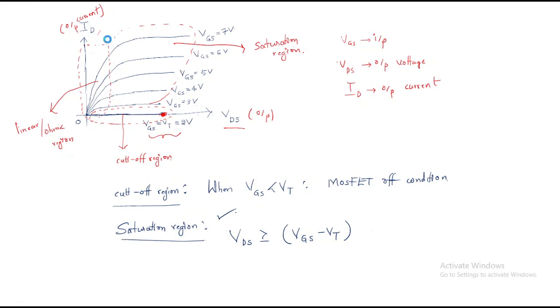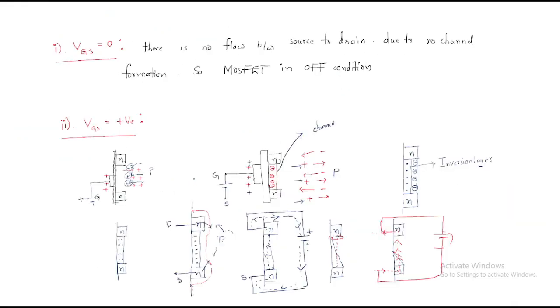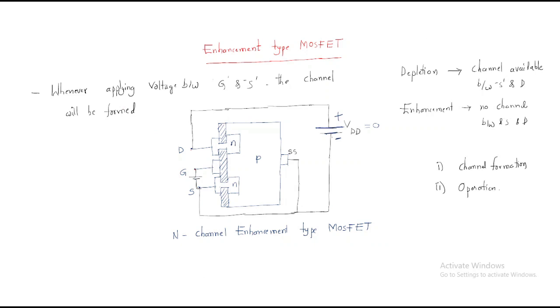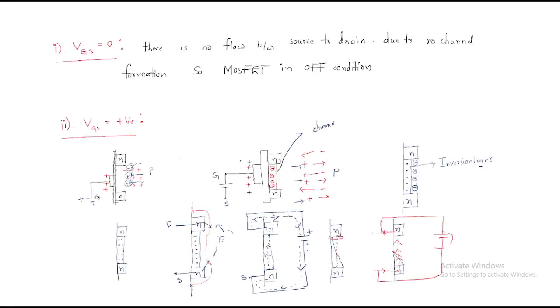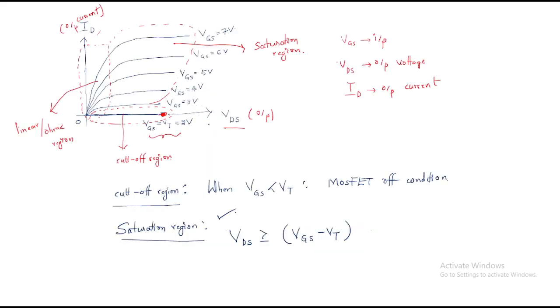Okay, so these are the characteristics and the working of the enhancement type MOSFET. Enhancement MOSFET is very important because it doesn't have any channel initially. The channel is induced by this process. The channel is decided by this VGS, that means the input voltage, and by applying the output voltage we will get the current. That current characteristic is like this.